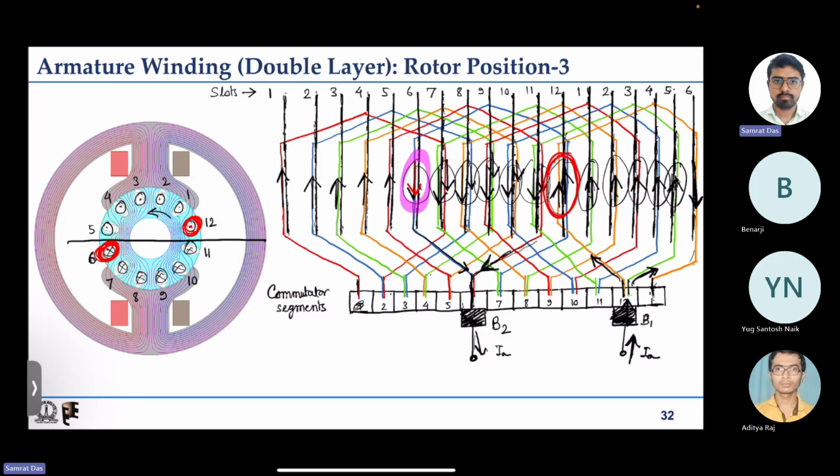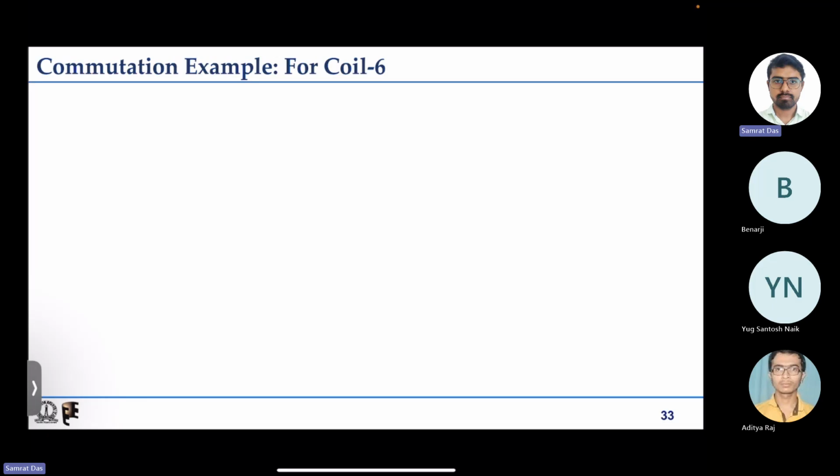Is it clear? Do you have any question? Does anyone have any question regarding this? It's clear, sir. Okay. So let me show you exactly what is happening during the commutation periods.